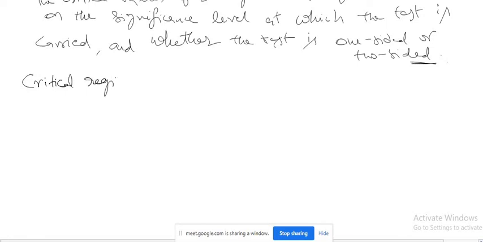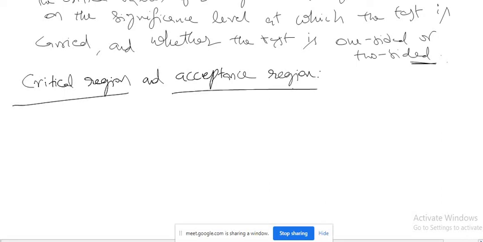Critical region and acceptance region. What is critical region, what is acceptance region?